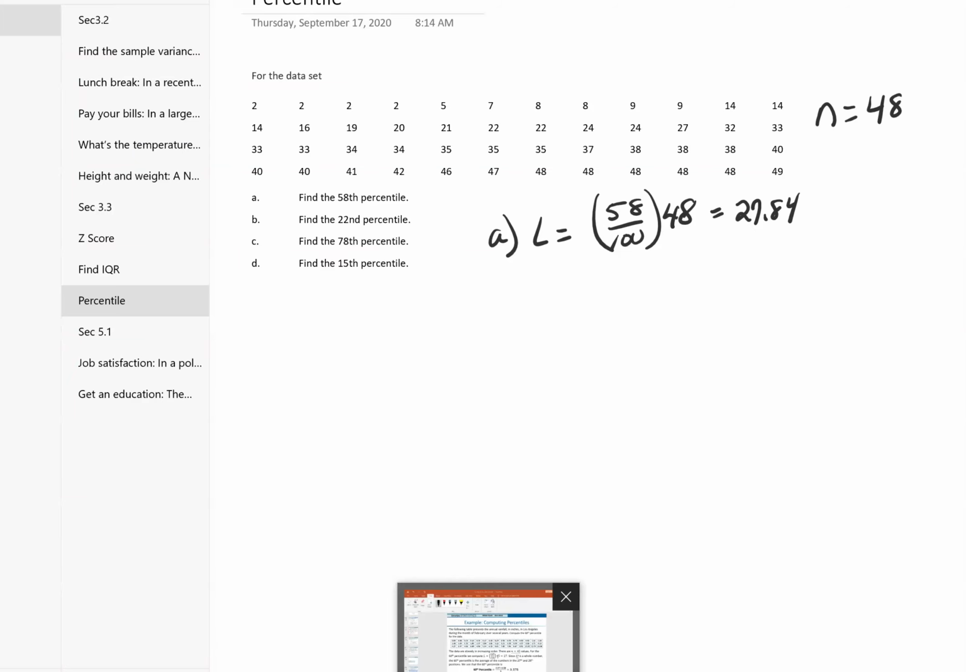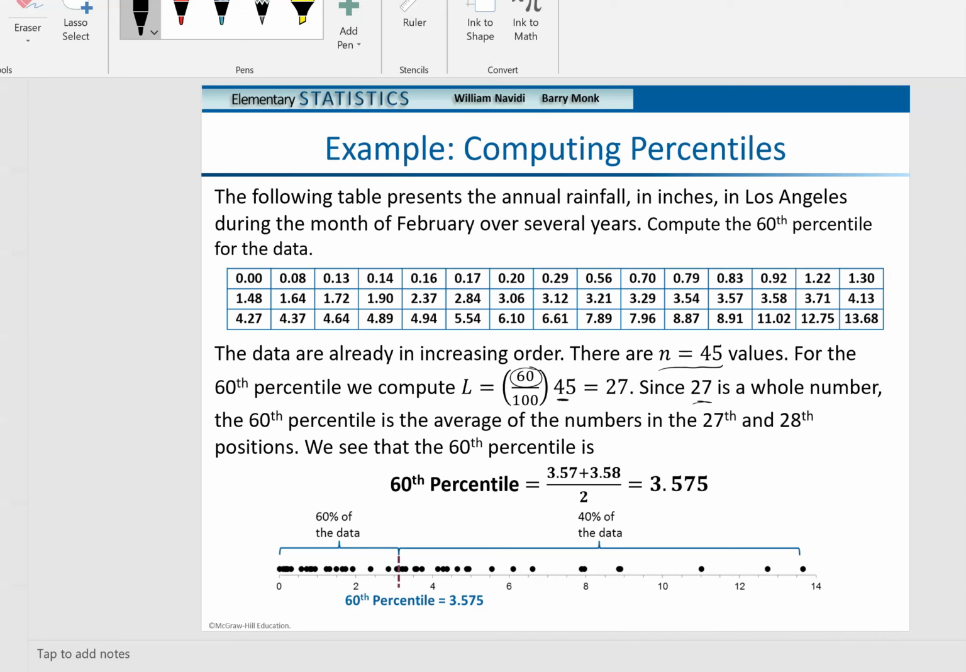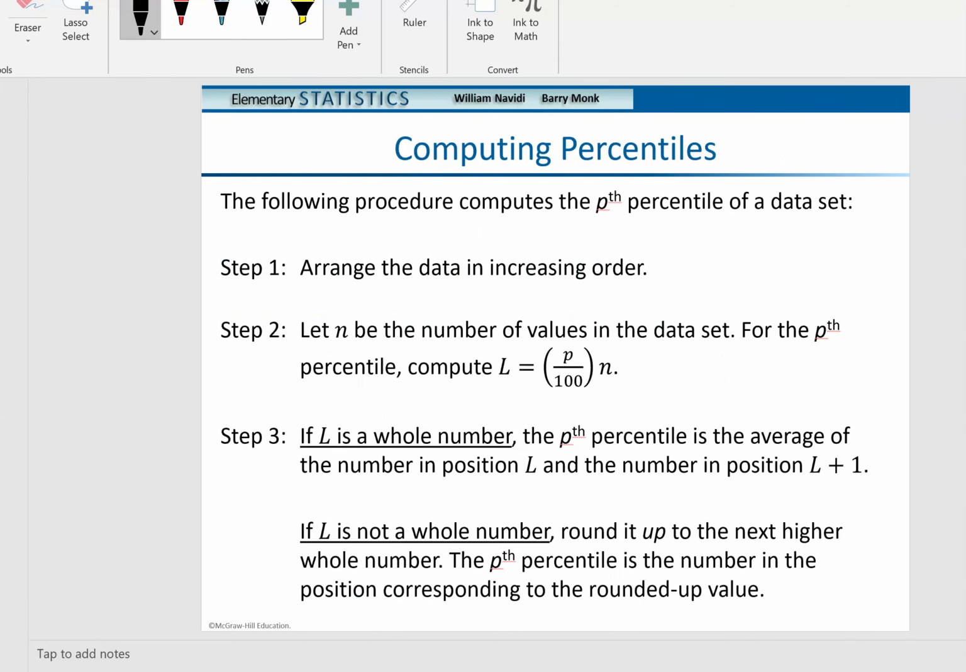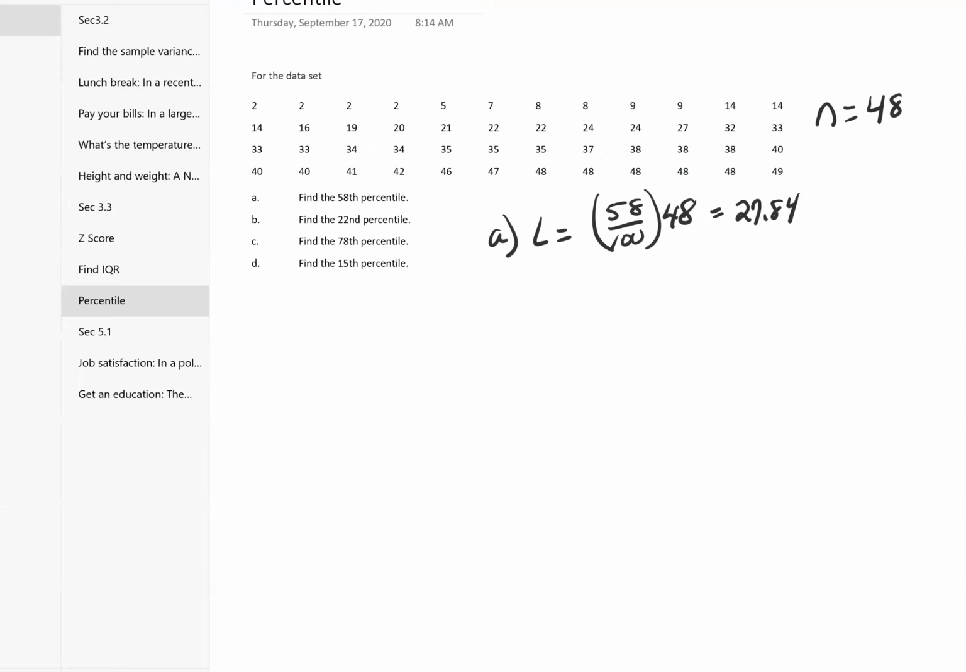And that's going to give me 27.84. All right, so let's go back. And it says, if L is a whole number, it's the average of the numbers in the positions. It's not a whole number, so I always round up to the next higher whole number, and I get that number in that position. So I round this up to 28. So the number in the 28th position, that's 12, 24, 25, 26, 27, 28, is 34. So the number is 34.